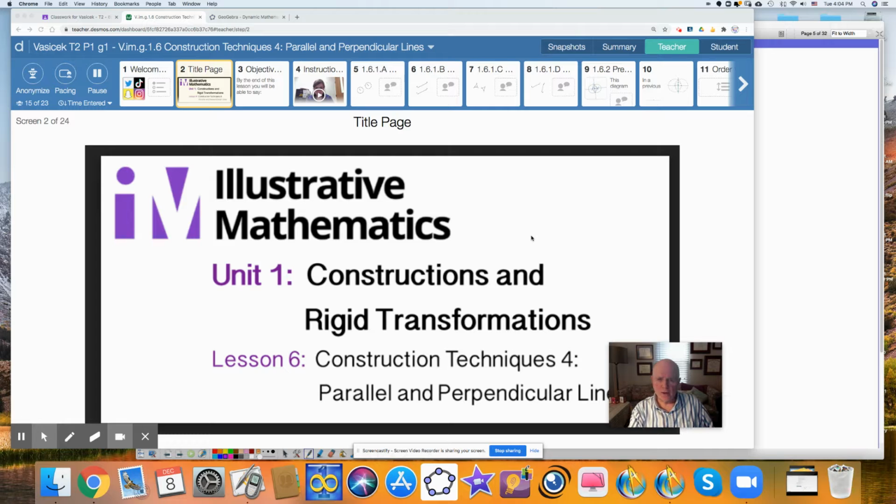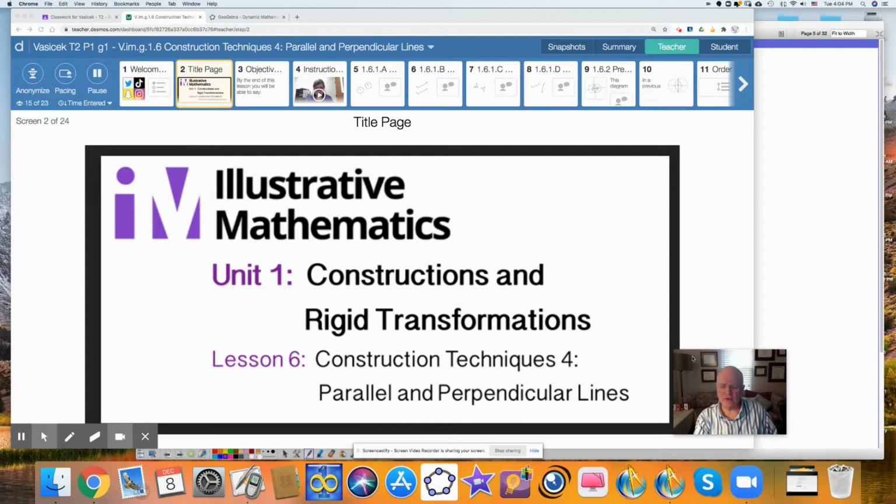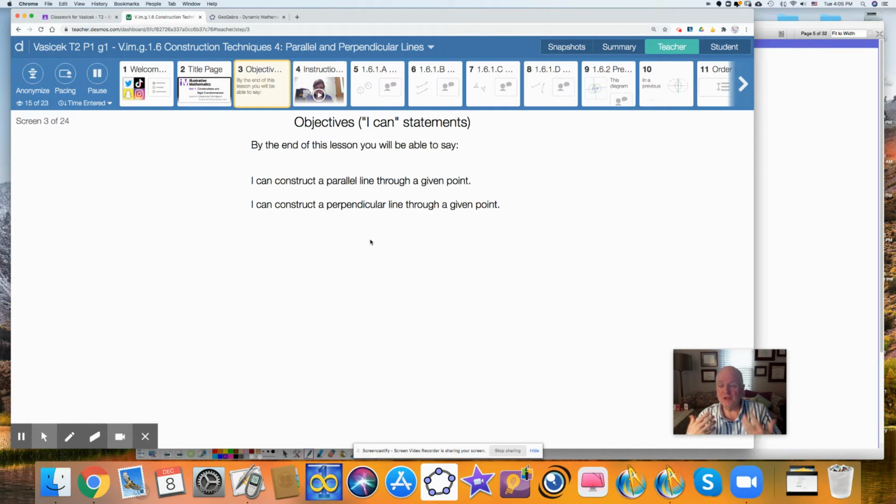We're in Unit 1, the first half of it, which is on constructions, and we're doing construction techniques number 4, which is about parallel and perpendicular lines. By the end of the period, you should be able to say, I can construct a parallel line through a given point. I can construct a perpendicular line through a given point.